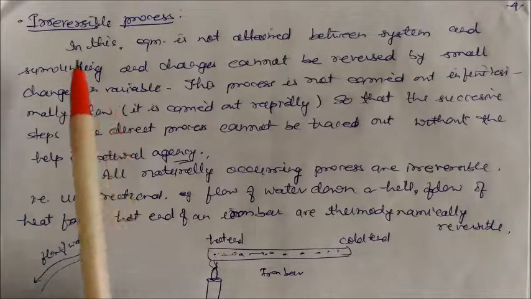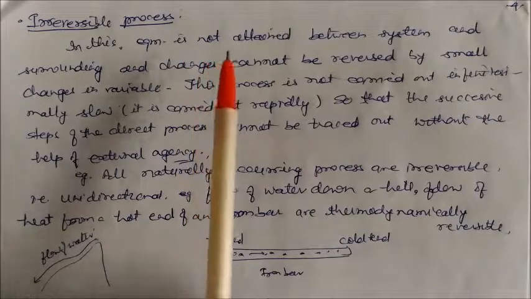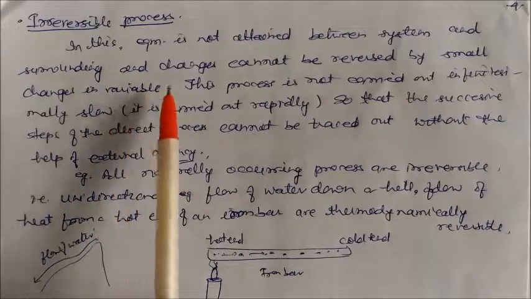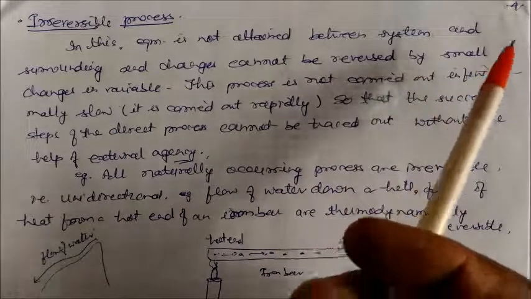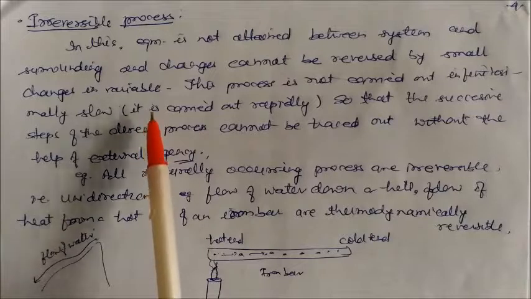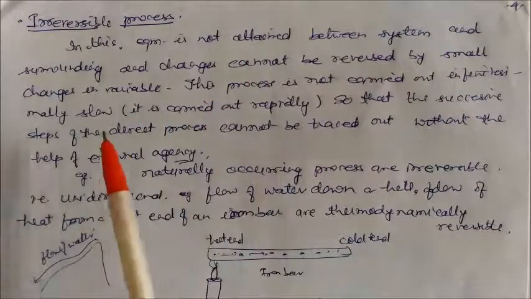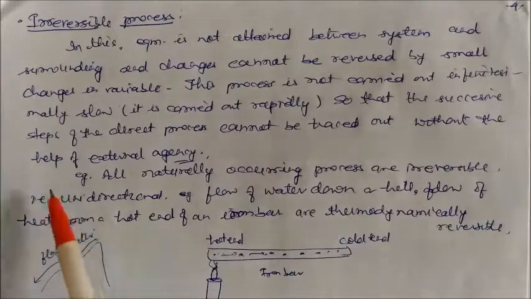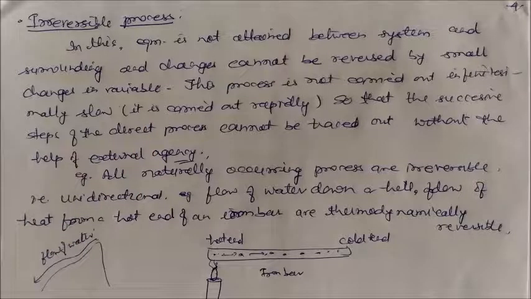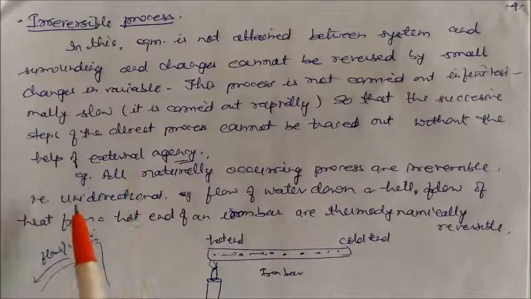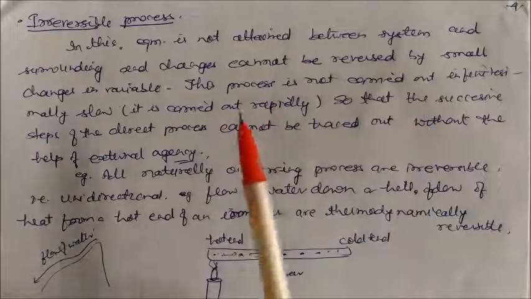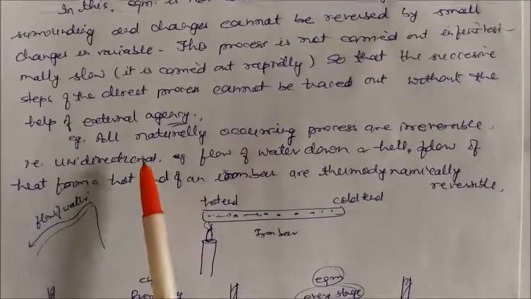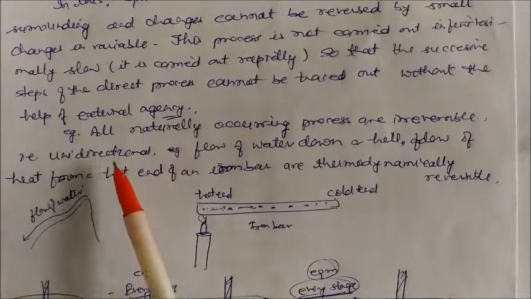So it is carried out in a large number of stages, and almost under equilibrium condition. Every stage is almost equilibrium, which is very close to the reversible process. In fact, it will take infinite time to complete. It's not finite time, it takes infinite time. Hence, reversible processes are ideal processes, and this process cannot be realized in actual practice. The process is so slow that the system and surroundings are always in equilibrium. This is one of the important points in this topic.